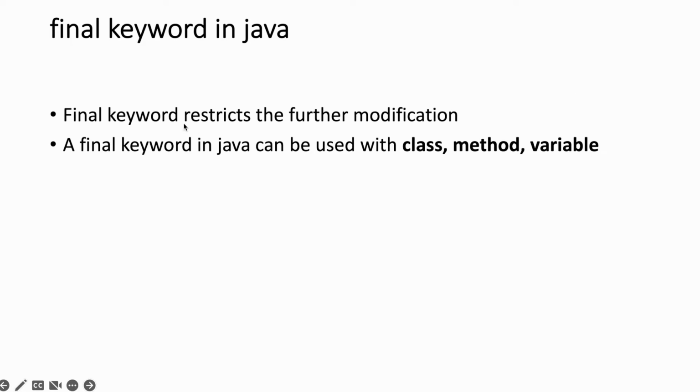Final keyword is used to restrict further modification. Final keyword in Java can be used with classes, methods, and variables. If you declare a class, method, or variable as final, that means it is completed. There is no further modification. There is no need to do any modification.